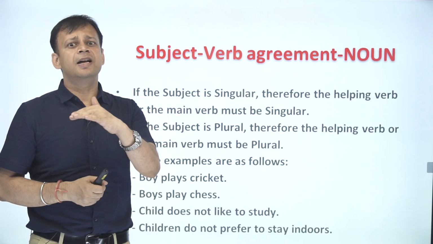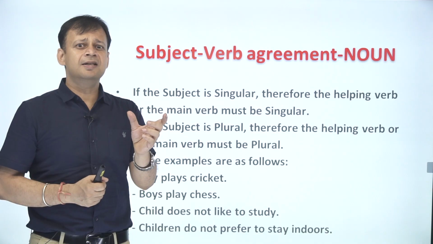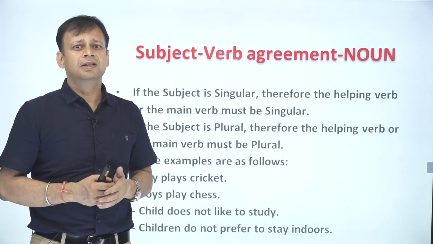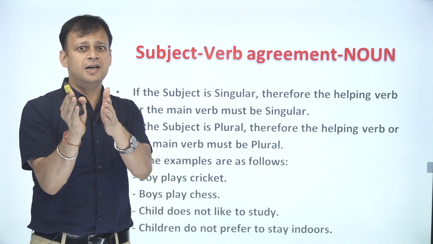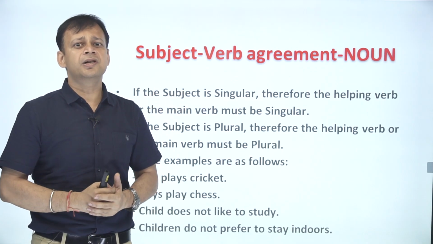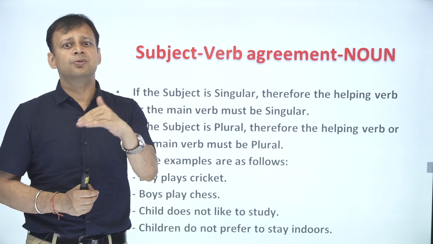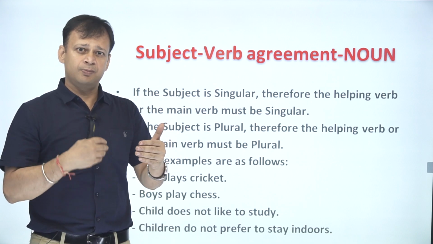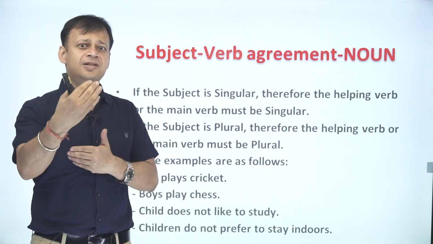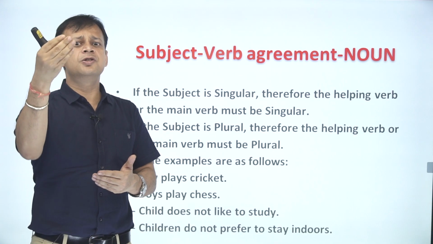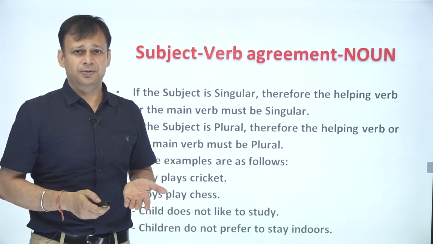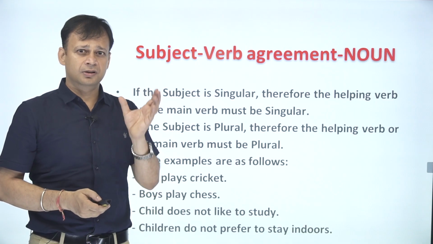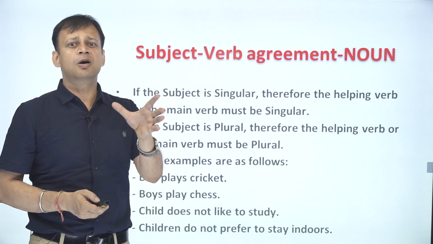Child does not like to study. So child is singular, we are talking about a child, and does is a singular helping verb. So here the helping verb does matches with the subject child. Children is the plural of child. So the moment that changes, the helping verb does changes to do. Children do not prefer to stay indoors. I hope you have understood subject-verb agreement from the noun perspective.